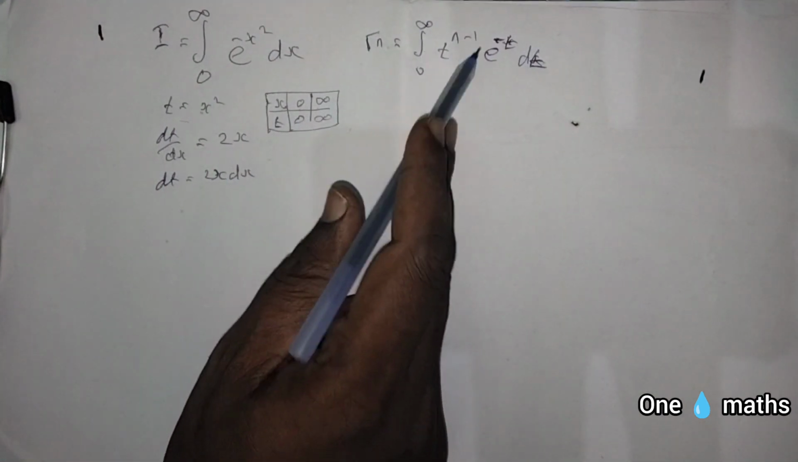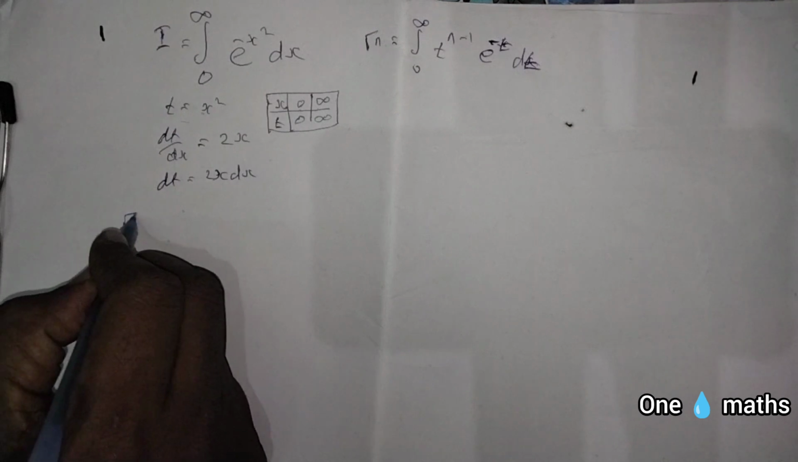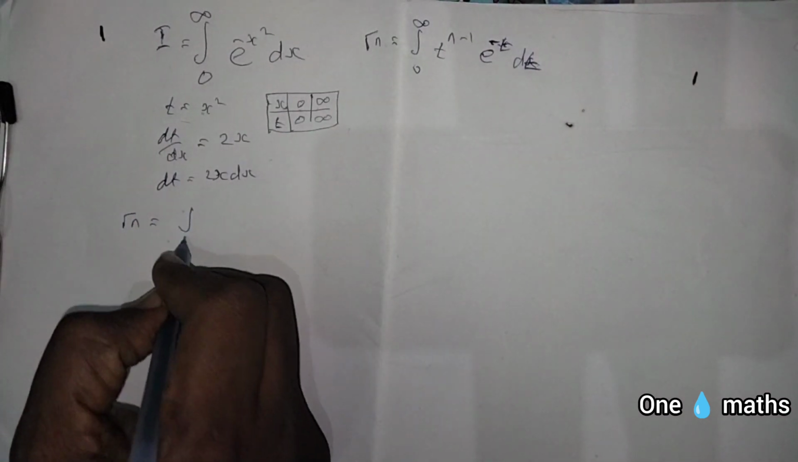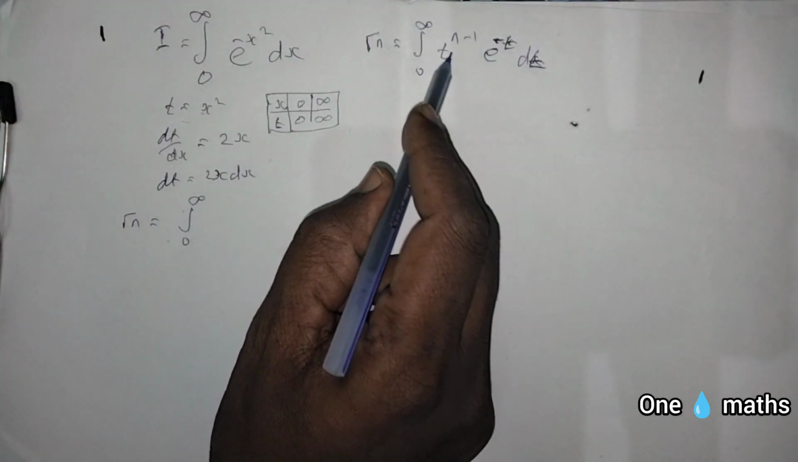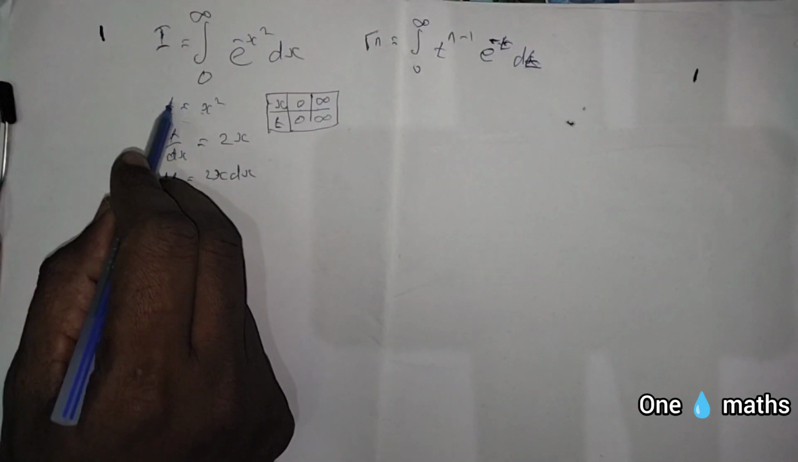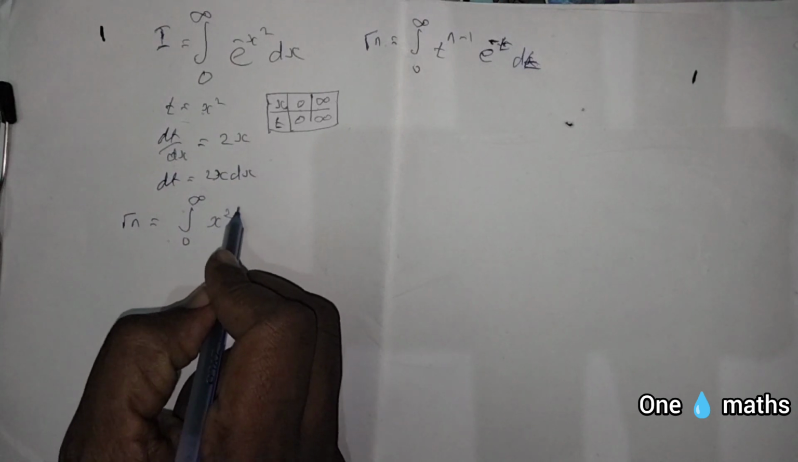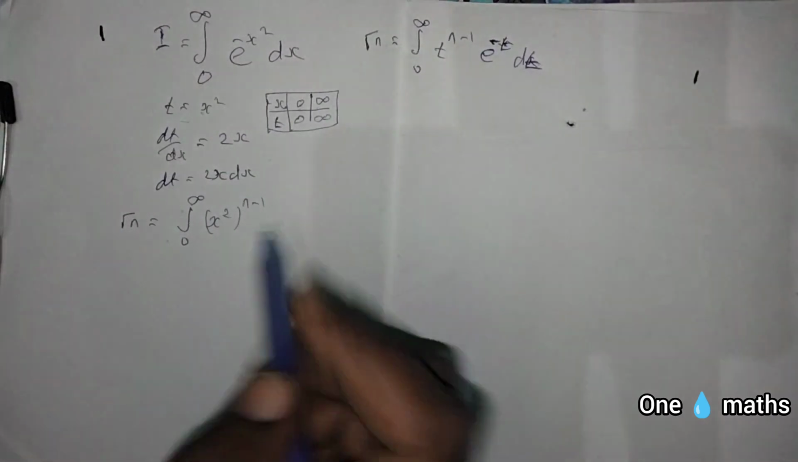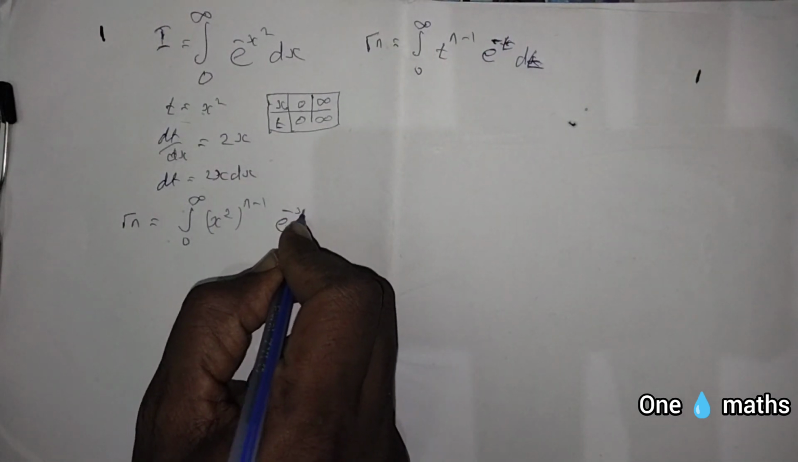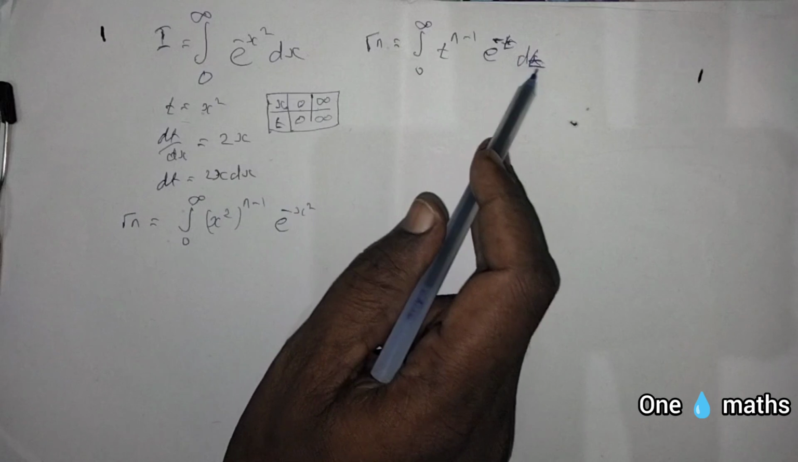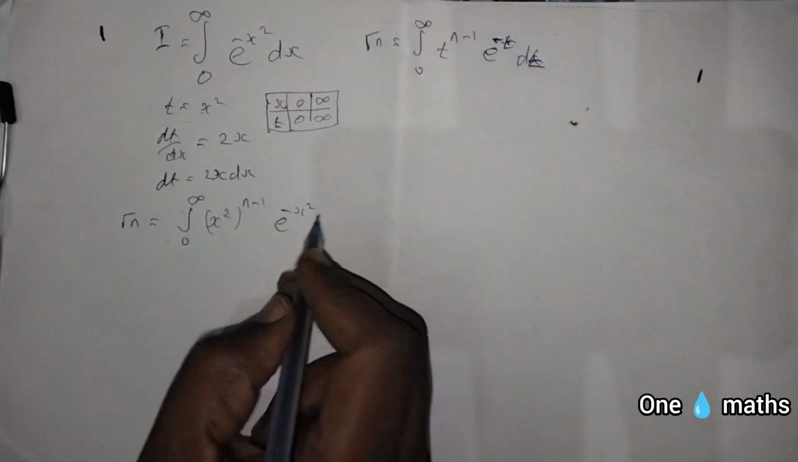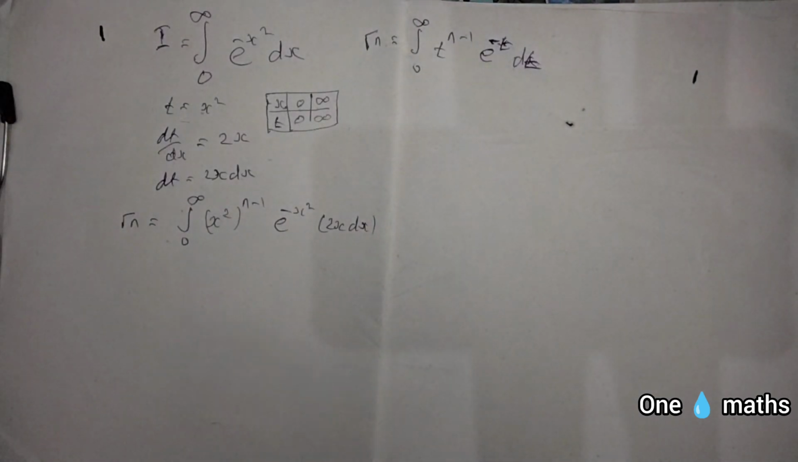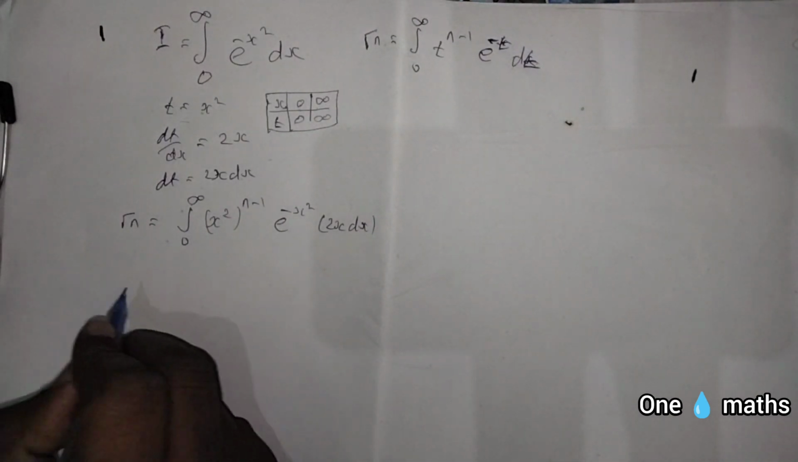Now take the property gamma n equal to 0 to infinity. Now in the place of t, substitute x square because I assumed t equal to x square. So x square the whole power n minus 1. Then e power minus t, substitute e power minus x squared, and instead of dt, that value 2x into dx. Now take 2 out of the integral as a constant term.